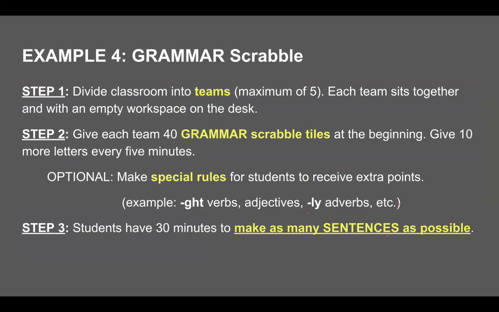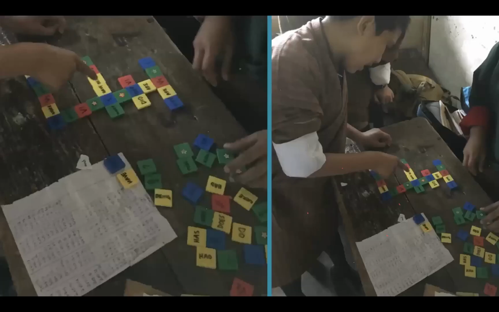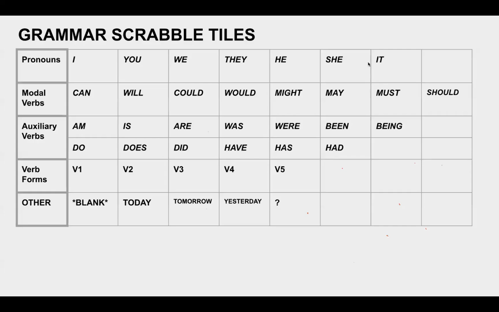So it's very similar. I will talk about the tiles that we make momentarily, but you divide your teams, you divide up the tiles, and you can also make special rules, but we'll do that differently. And these are what they looked like. So these are students in Rangjung, in Trashigang, and they became experts in Grammar Scrabble. Let me talk about the different tiles we have.